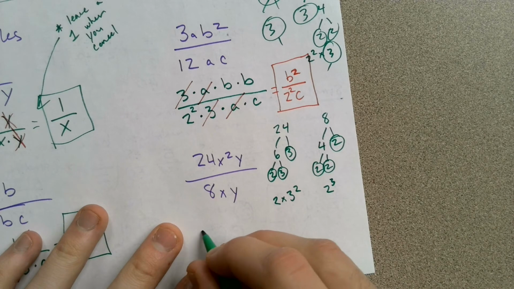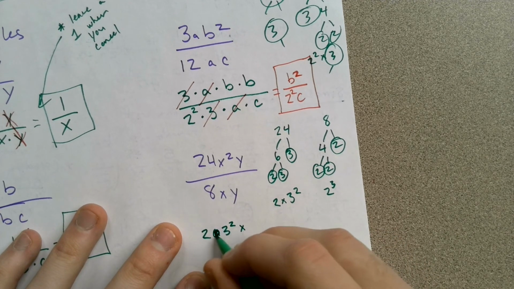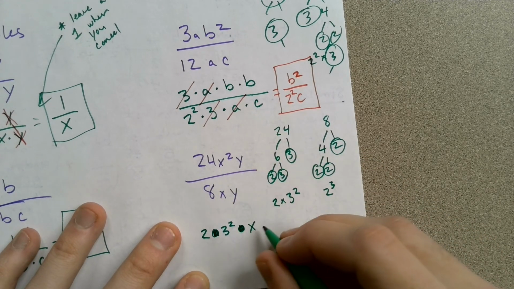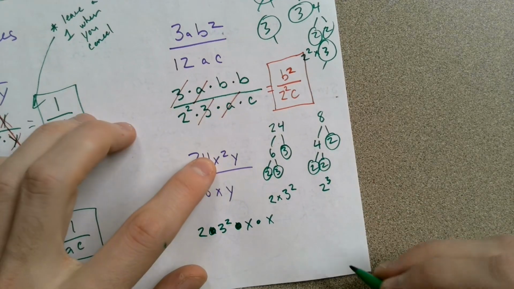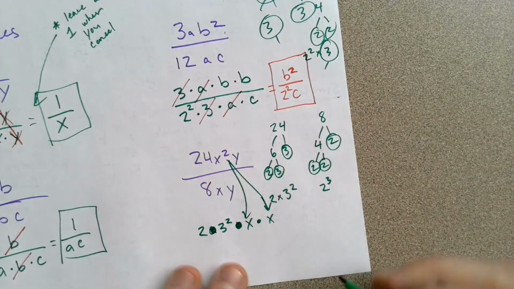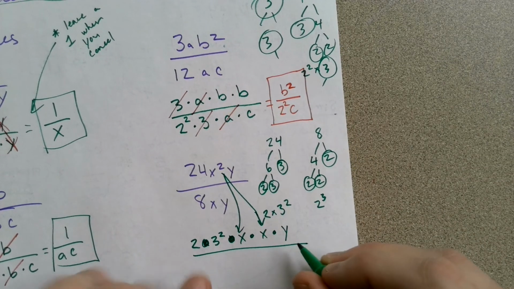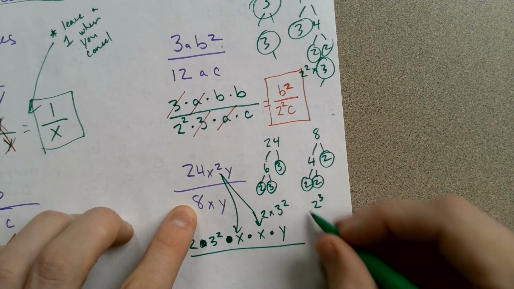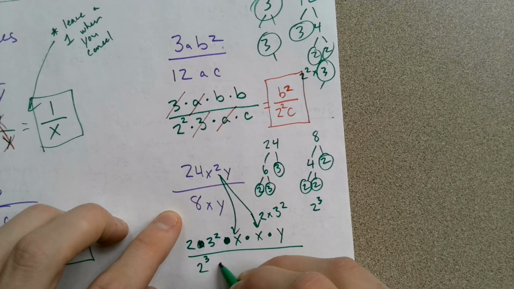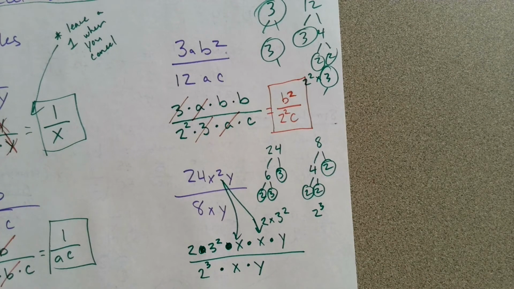So on the top, I got 2 times 3 squared times x times x. I broke that x squared, that x squared became an x times y. All over 8 is the same as this right here, 2 to the third times x times y. Time for the magic cancel out pen here.